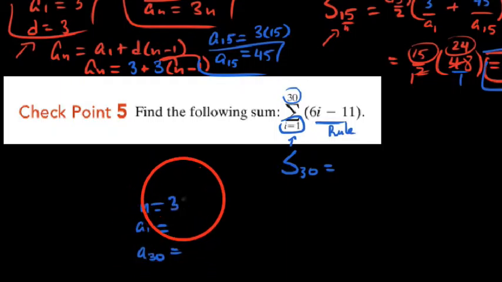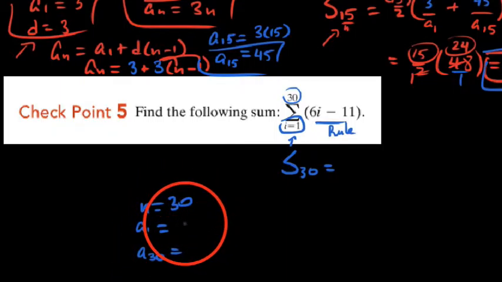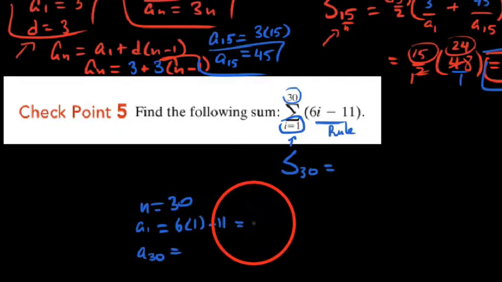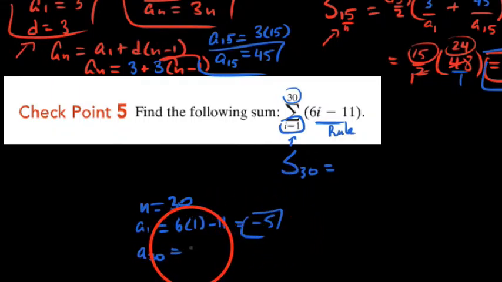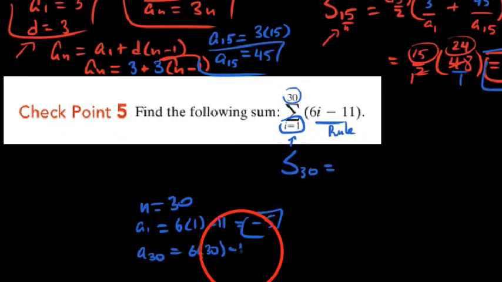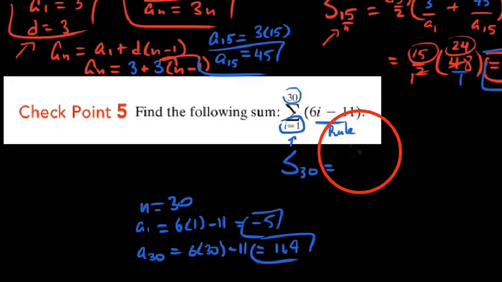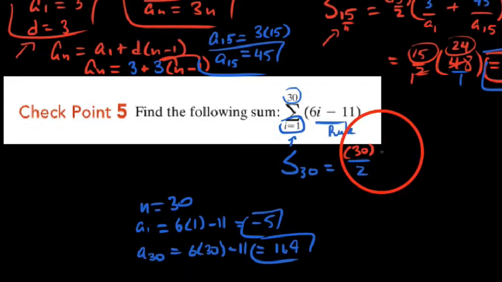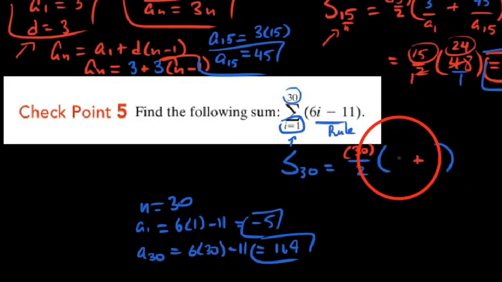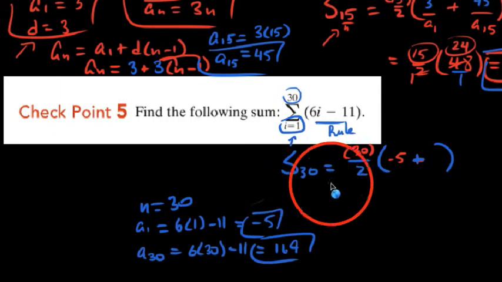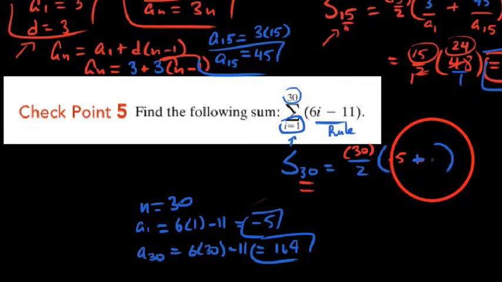So if n is 30, and we need to know our 30th term and our first term, let's go ahead and find those. Our first term would be 6 times 1 minus 11, or in other words, 6 minus 11 is negative 5. And then A30 would be 6 times 30 minus 11, or 180 minus 11, or 169. And so our 30th partial sum would be n, which is 30 over 2, times A1, which is negative 5, and then A30, which we had was 169.